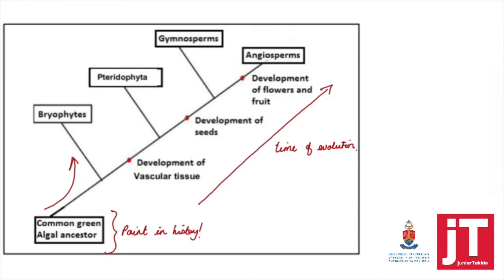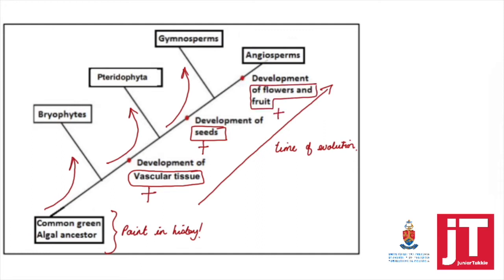And when these Bryophytes started to develop vascular tissue, they formed our next classification, which we see here as our Pteridophytes. Then, with the addition of the formation of seeds, they evolved into our gymnosperms, and then with the addition of flowers and fruits, we end up with our angiosperms. And this is all over a very long period of time.